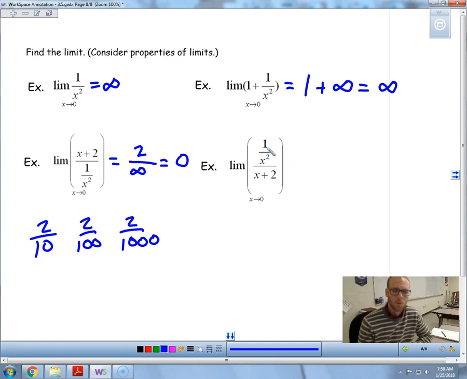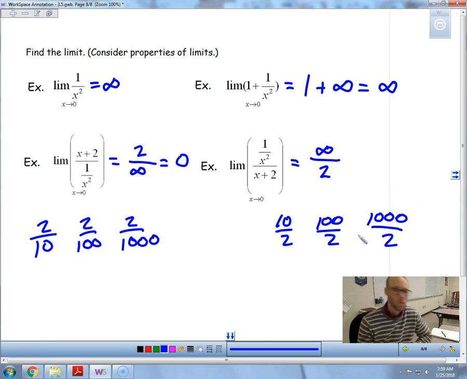Now, how about this one? I've just taken the reciprocal of this. The limit of the numerator is going towards infinity. The limit of the denominator is 2. What happens to a fraction if the numerator is increasing without bound? That's getting bigger and bigger, but this is just approaching 2. Well, what happens if I flip all those? 10 over 2, 100 over 2, 1,000 over 2. What's happening to this number? They're just getting bigger. No signs of stopping either. This is going to increase without bound. This limit is infinity.